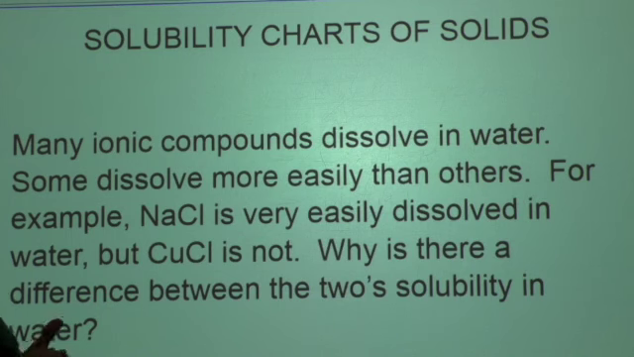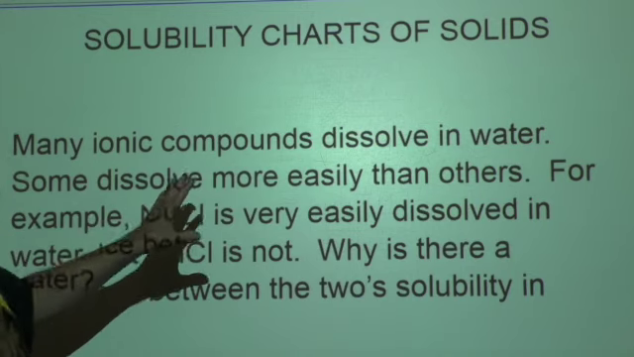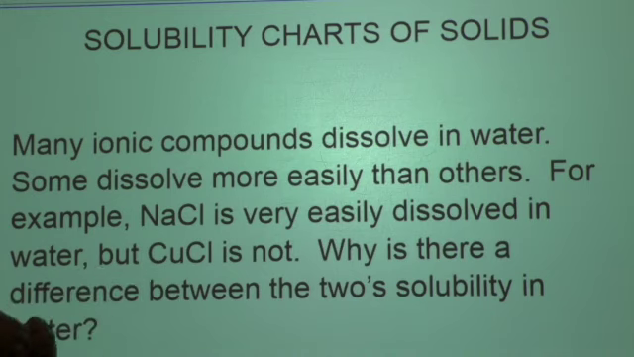All right, the next thing we're going to talk about is how solids dissolve in water. We're going to look at a solubility chart that I'll give you a link for. This is going to basically describe why things dissolve the way they do and why other things don't dissolve the way they do. So we're looking at ionic compounds again, and so the ones that are going to break apart.